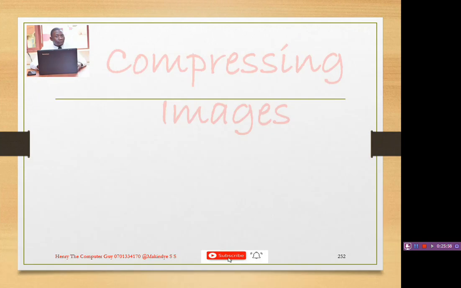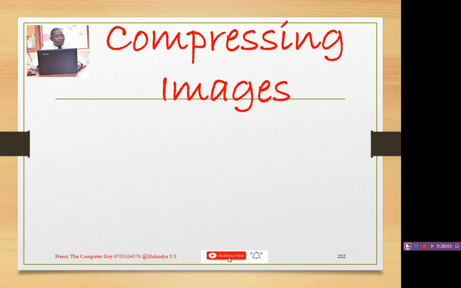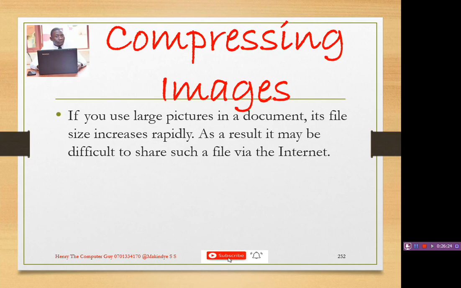Now we look at the compressing of the image. How can we compress an image? Compressing is specifically reducing or shrinking the size of the image. Remember, you might have your work you want to send over the internet or email to other people. But the more pictures or the larger the size of the pictures that you put, the longer the document will take to reach. So they're telling us that if you use large pictures in a document, its file size increases rapidly. As a result, it may be difficult to share such a file over the internet. So that means that the size has to be a little smaller.